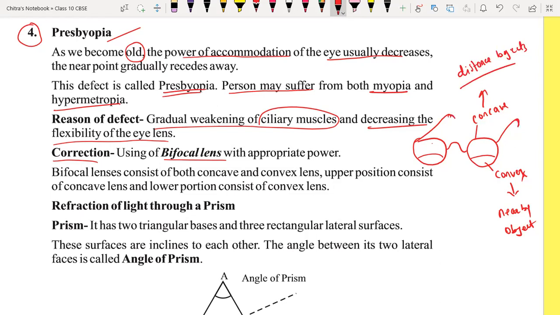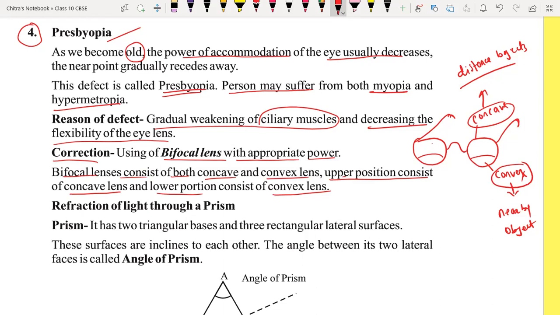Yes, sir. So see here, we are using a convex lens as well as a concave lens. That's why this lens is called a bifocal lens, with the appropriate power. Bifocal lenses consist of both concave and convex lenses. The upper portion consists of the concave lens and the lower portion consists of the convex lens. By this we can correct presbyopia.